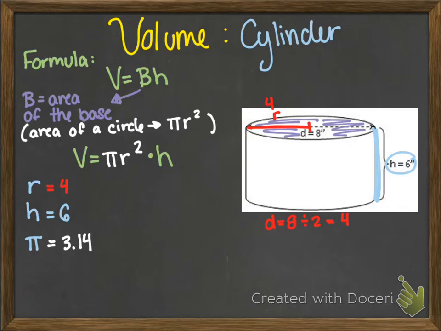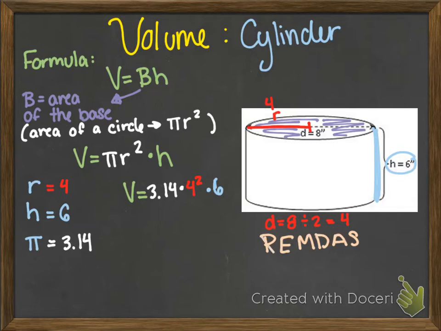Now we're going to go ahead and substitute those values into our equation. So we have volume equals pi, we're going to replace with 3.14, times the radius, which is 4, and do not forget to square it, times the height, which is 6. This you need to complete using PEMDAS. So we do not have any parentheses, so we don't have to do the p. Now we do have an exponent, which we need to do for the r squared.